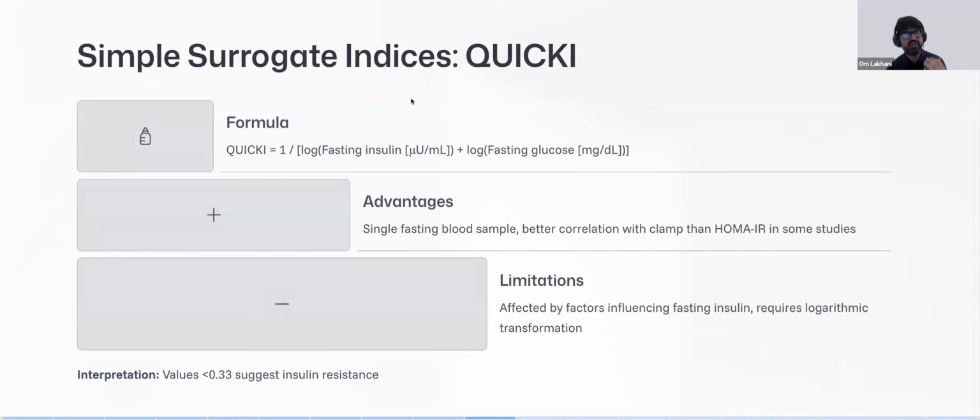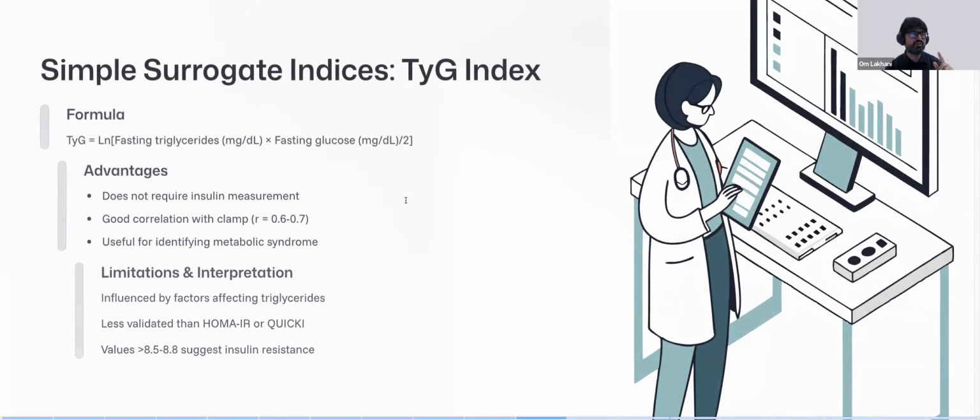Another similar test is called QUICKI, which is slightly more useful than HOMA-IR. Again, it uses the same two values, that is insulin and glucose level, but of course, you calculate it in a logarithmic way. It's a simple test. It is slightly more sensitive and specific compared to HOMA-IR. And the value here has a negative correlation. So a value less than 2.33 is a marker of insulin resistance, right? So that's the QUICKI test, which is given here. Again, a very simple and easy to perform test, but just because it is simple and easy does not mean that you should be doing this test, right?